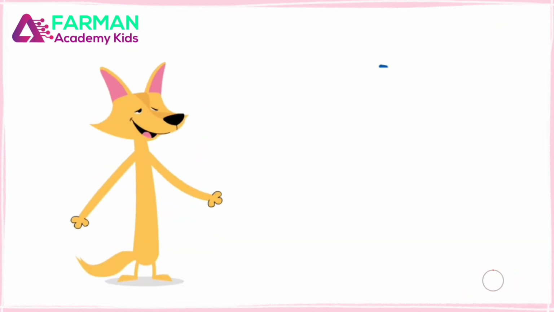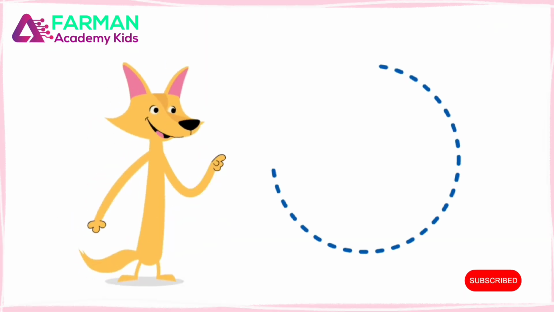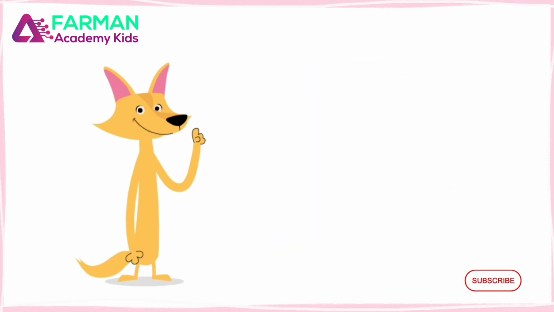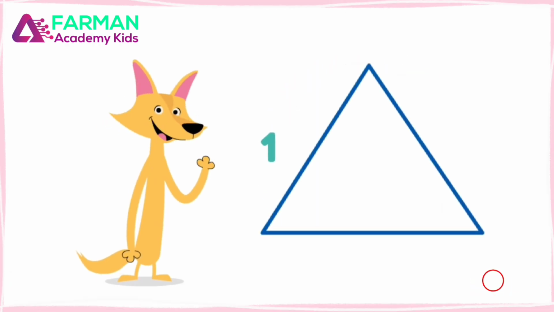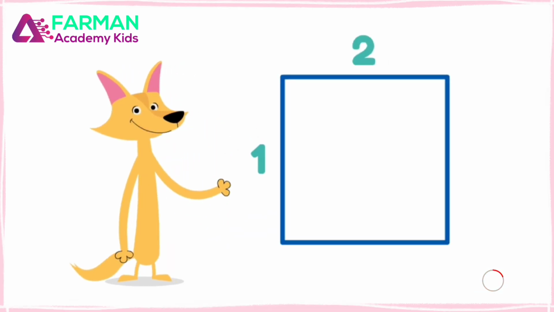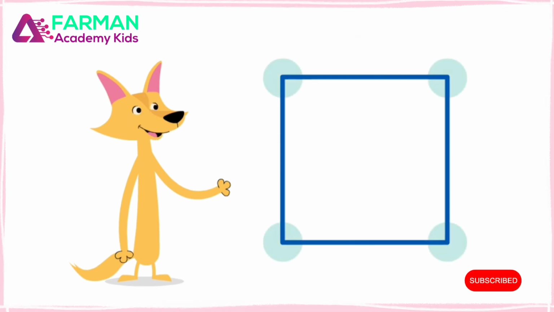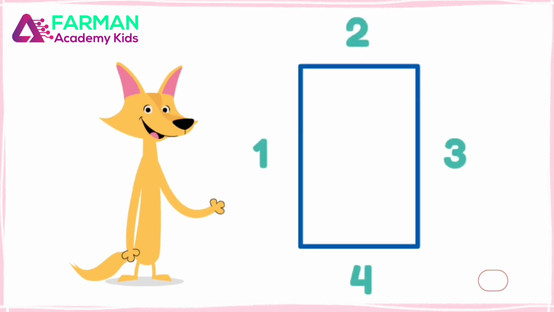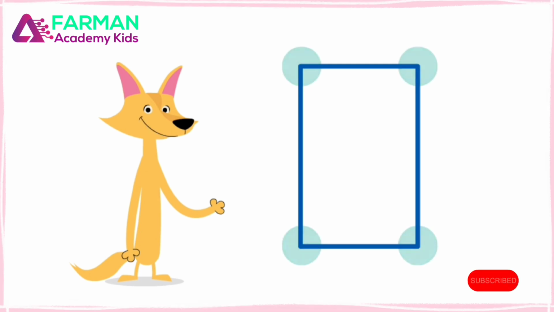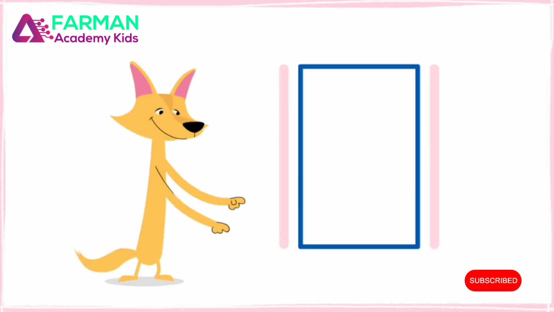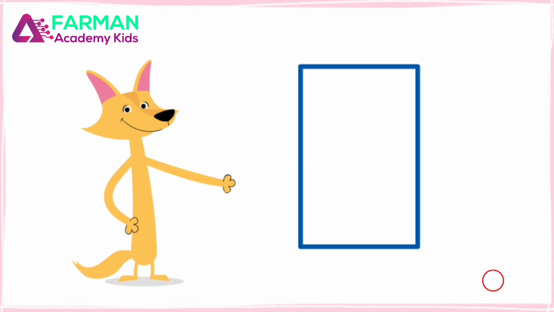Hey! A circle is one line that goes all the way around. There are no corners. A triangle has 3 sides and 3 corners. A square has 4 equal sides and 4 corners. A rectangle has 4 sides and 4 corners. The opposite sides are parallel. Shapes are so neat.